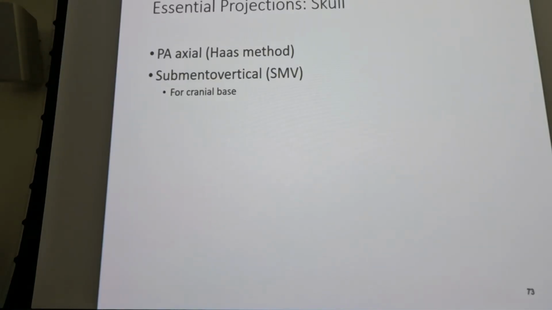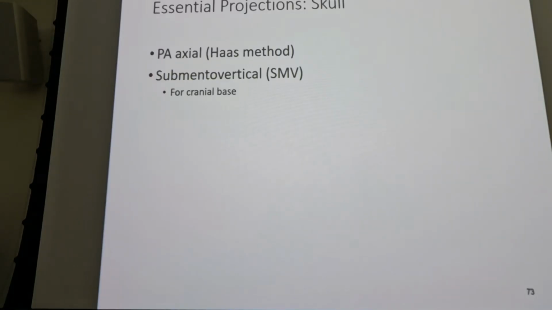Okay, so let's go back to page 37. So that's skull. The banner at the top says skull, right? So what line is perpendicular to the image receptor? OML, right. So that would be a PA, okay?